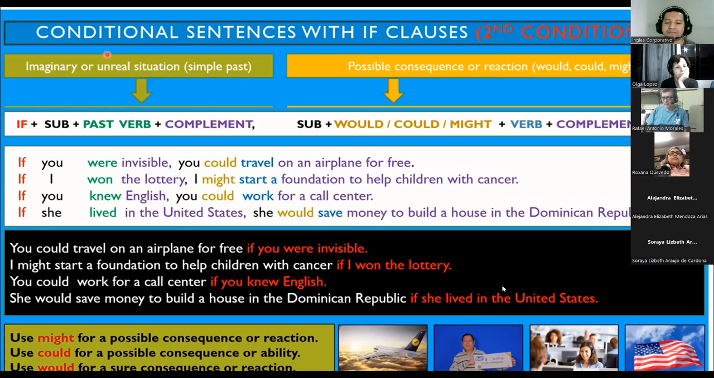And at the end, we have here the usage for the modals, right? We use might for a possible consequence or reaction. We use could for a possible consequence or ability. And we use would for a sure consequence or reaction. So those are basically the explanation for the second conditional, okay? Questions, preguntas? No questions, right? No, teacher.